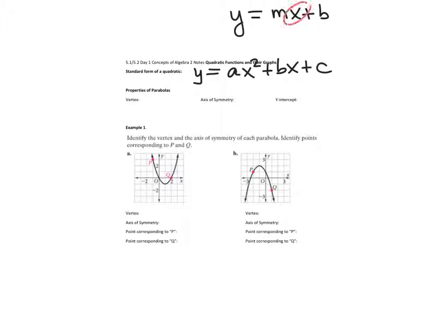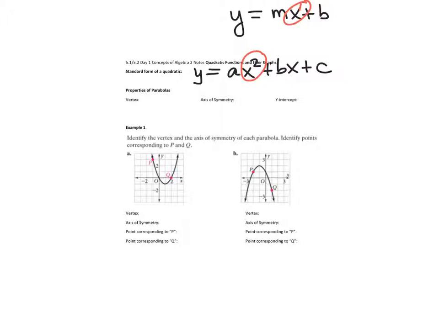A quadratic is a function that has degree 2. The standard form is y equals ax squared plus bx plus c. A linear function looks like y equals mx plus b. A linear function has degree 1 because the exponent of x is 1, but a quadratic is degree 2. The shape of a quadratic is called a parabola.